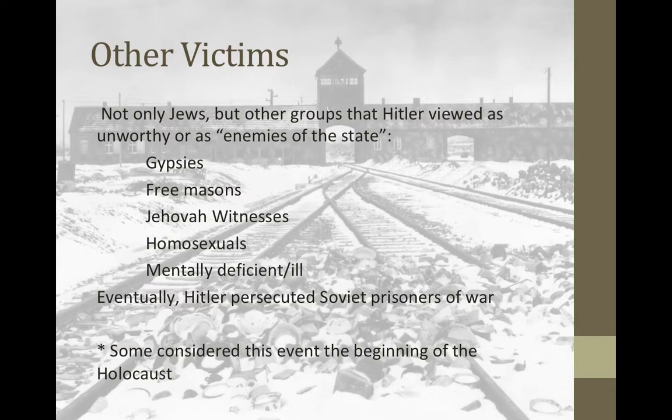So if you were a gypsy, if you were a Freemason, if you were a Jehovah's Witness, if you were a homosexual, if you were mentally deficient, meaning, for example, paralyzed or had lost a leg or something like that, well, that's physically deficient. Mentally deficient is meaning you're mentally ill, but they also had people that were physically deficient as well, sent to these camps or killed. But if you were in a mental hospital or whatnot, you were classified as enemies of the state. And so the other 6 million victims of the Holocaust come from this group of people. And eventually, when the Germans would capture Soviet prisoners of war, Soviets were thrown into those concentration camps as well too. So as I said, some consider this event, Kristallnacht, the beginning of the Holocaust.